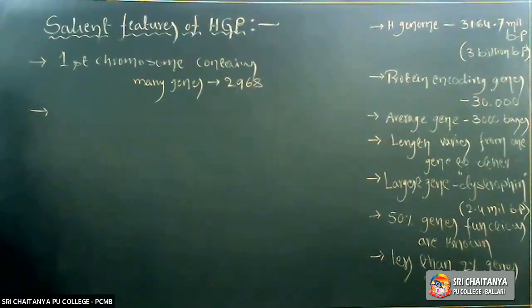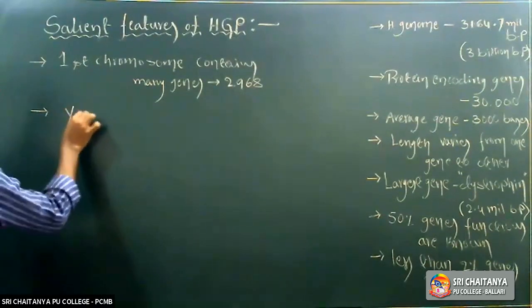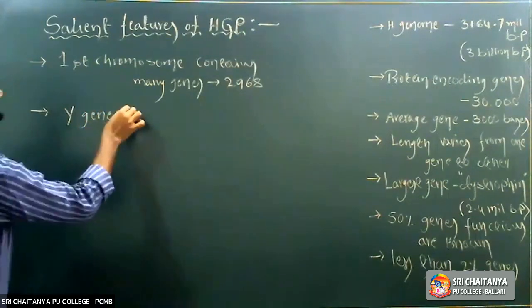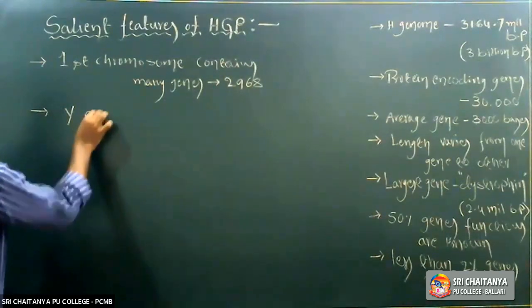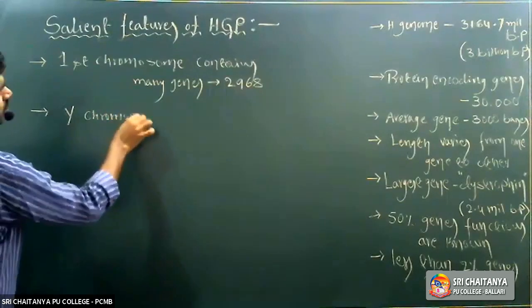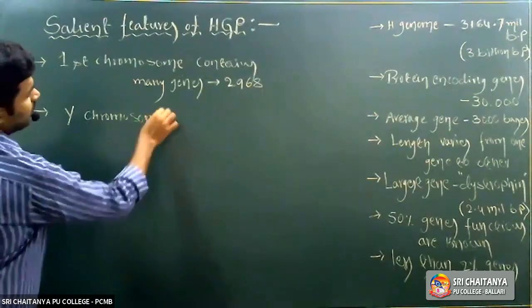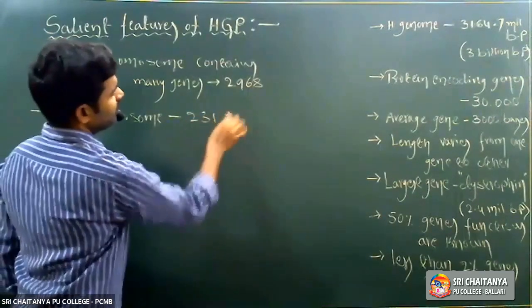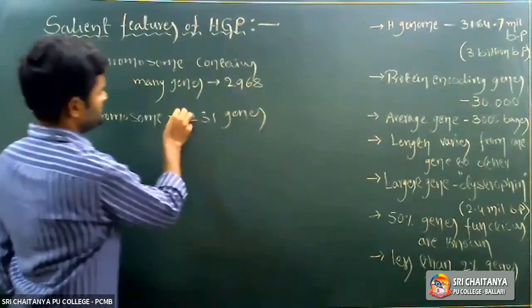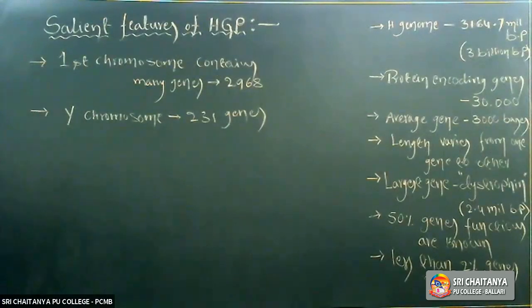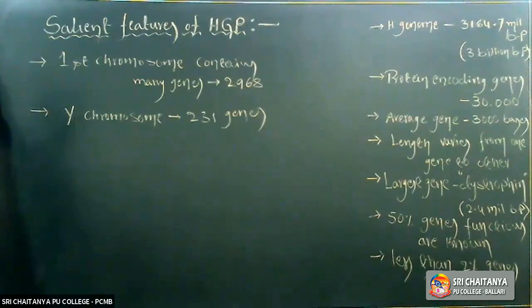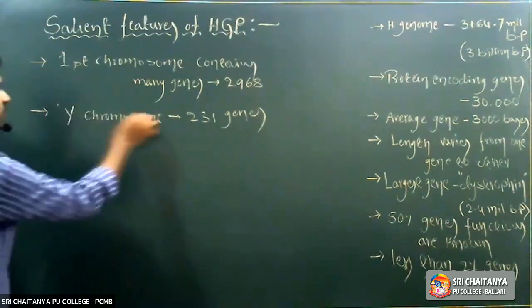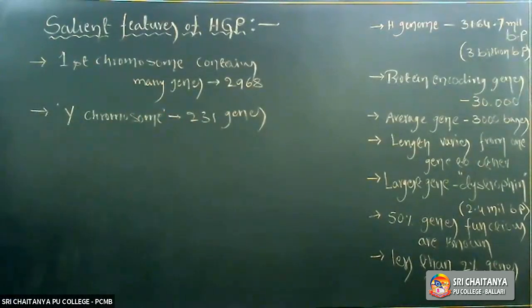And what about the Y chromosome? The smallest chromosome is the Y chromosome, and it contains 231 genes. So the largest chromosome, the first chromosome, contains 2968 genes, and the Y chromosome contains just 231 genes.